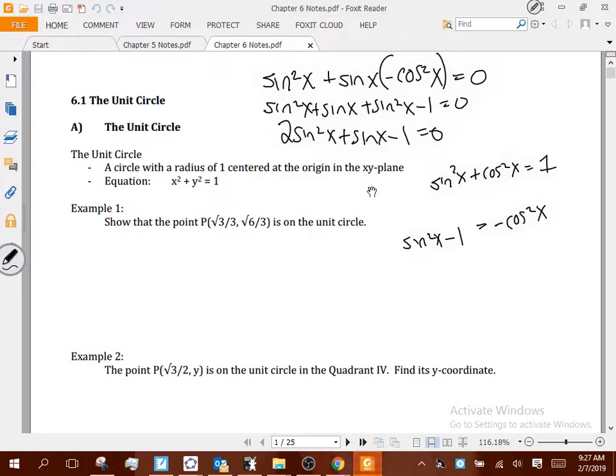Now this looks ugly, but let's do this. Let's let u equal sine x. So wouldn't u squared equal sine squared x? Doesn't that give me 2u plus u minus 1 equals 0? Oh, sorry, it's 2u squared. And is that something you can factor?